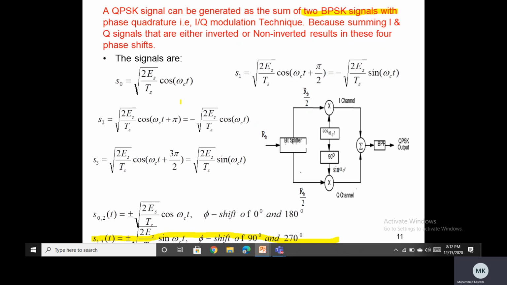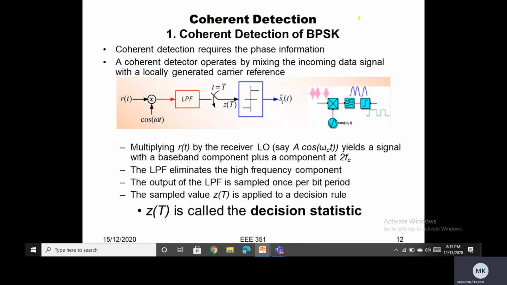So these are the four symbols generated in case of QPSK, which can also be generated by having two BPSK signals with a quadrature phase shift. Now if we look at the receiver side, because it's phase shift keying we are talking about, the first option is coherent, even though non-coherent detection is also possible. But here we will talk about only coherent detection.